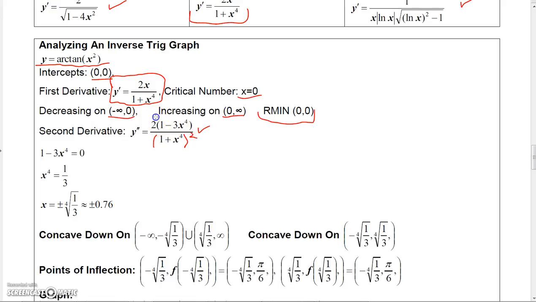Okay, but if you want to find possible points of inflection, you'd set this equal to 0, and so this would be equal to 0 when 1 minus 3x to the fourth equals 0, or x to the fourth equals 1/3. So x would equal plus or minus the fourth root of 1/3, which is about plus or minus 0.6.